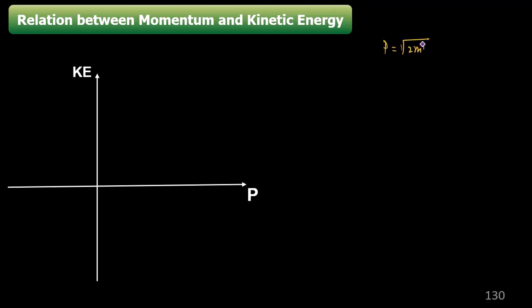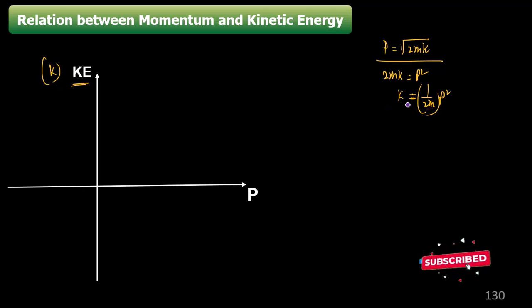Now you want to plot the relation graph. For that, on the y-axis, I am putting the kinetic energy K, and on the x-axis, I am putting p. If I square both sides, I get 2m into K equal to p square, or K equal to 1 by 2m into p square. So it is a parabolic relation. Kinetic energy is always a positive number, so whatever the value of p, either positive or negative, K is always positive.